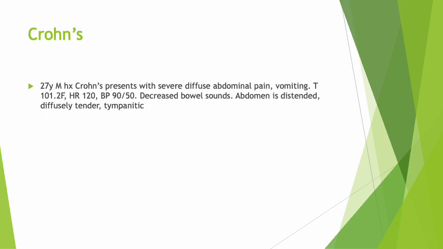And then just an example of some complications. So say you have a 27-year-old male with a history of Crohn's disease who's presenting now with severe abdominal pain and vomiting. He looks like he has a fever, blood pressure is softer, and he's tachycardic, and you're noticing he has abdominal distension, decreased bowel sounds. What are you worried about for this patient? So this is going to be small bowel obstruction, and you have increased risk of that with Crohn's disease.